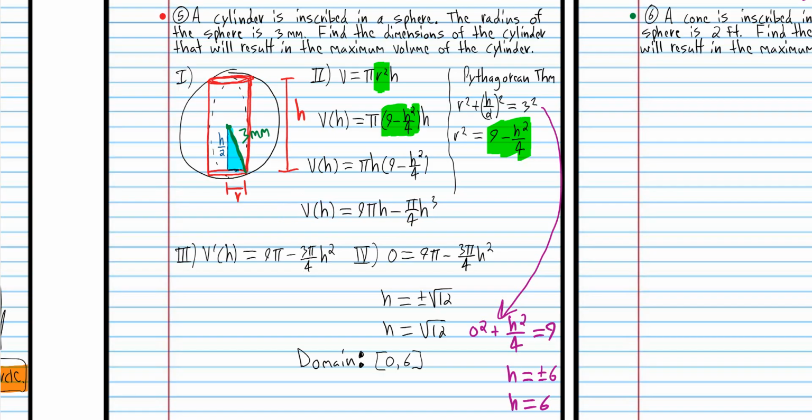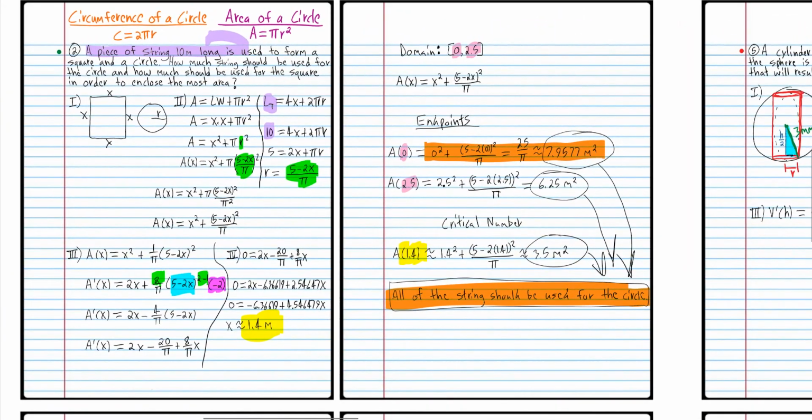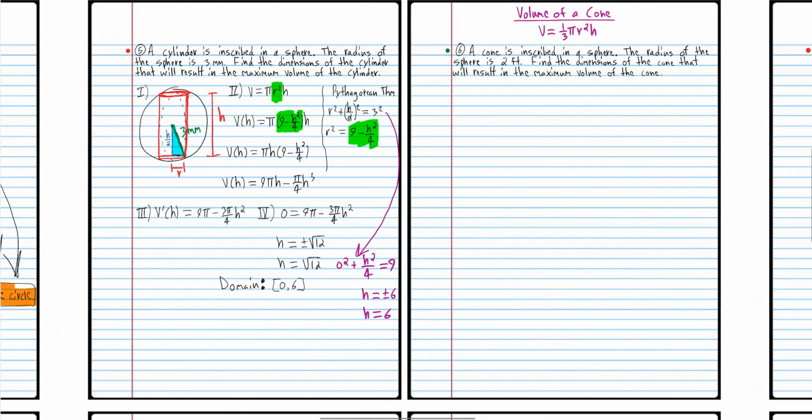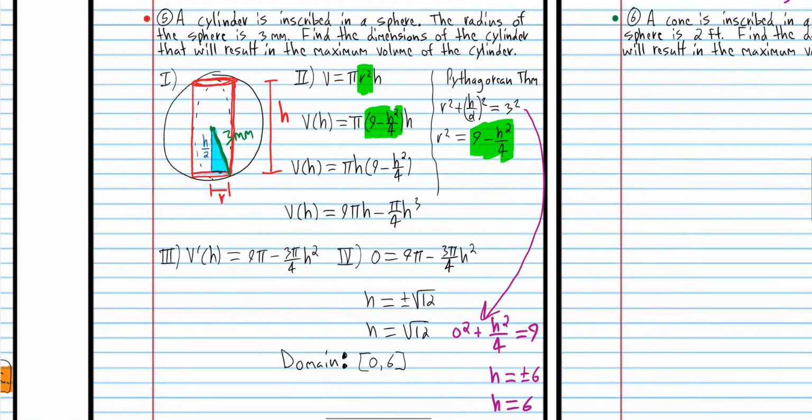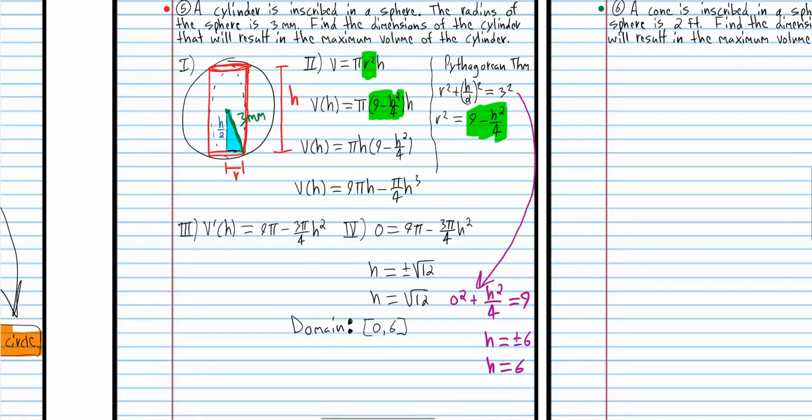But in this problem over here, we found the value of the function at the endpoints and at the critical number. We don't really have to do that with this problem. And the reason is we can conceptually figure out what happens. We just figured it out. We know that if h is 0, then the volume of the cylinder is 0. If h is 6, the volume of the cylinder is also 0 because it just closes in on itself.